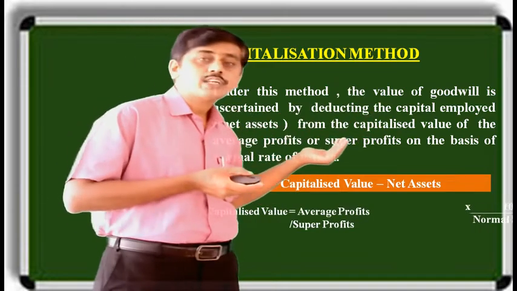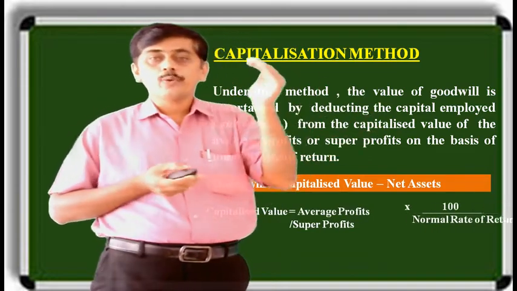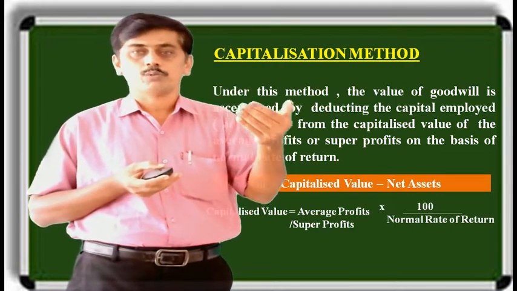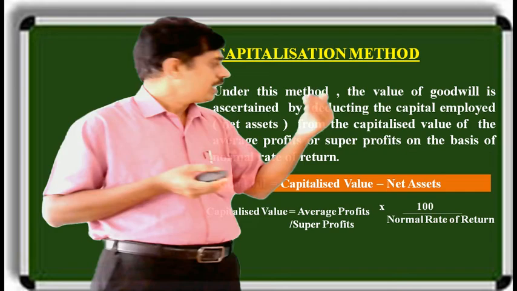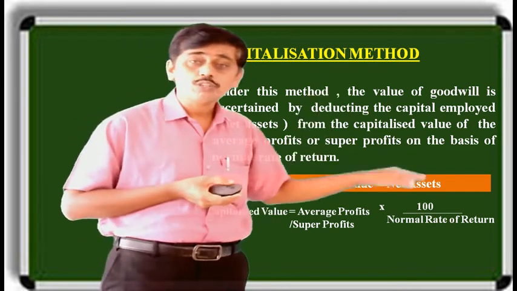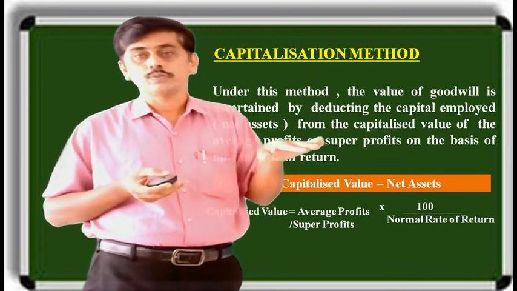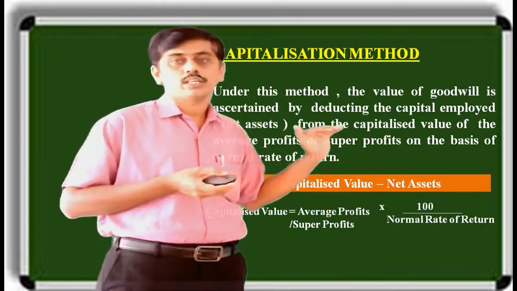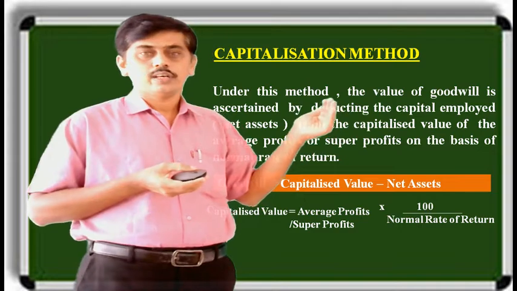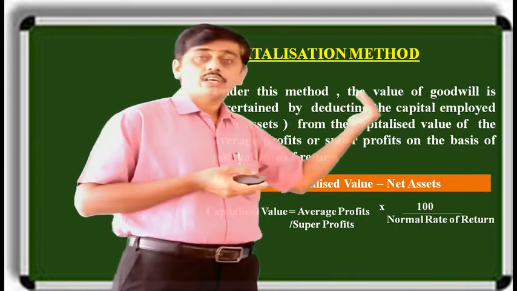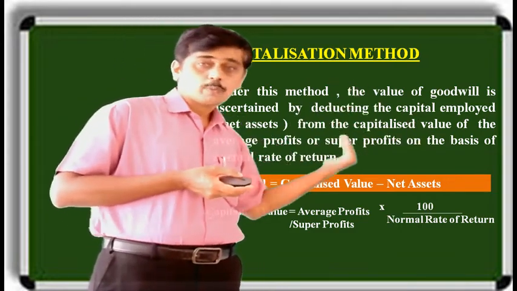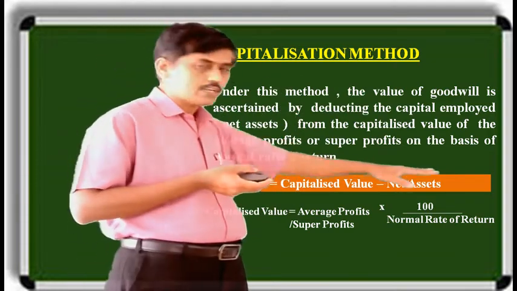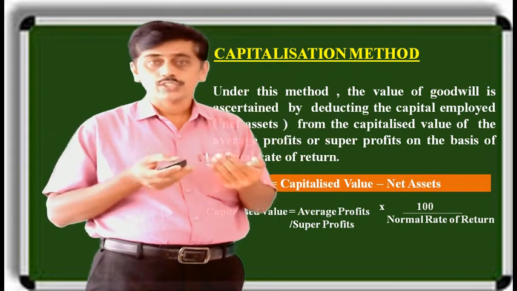And capitalized value equals average profits or super profits into 100 divided by normal rate of return. Inverse the normal rate of return. Capitalized value equals average profits or super profits into 100 divided by normal rate of return will give us the capitalized value of business.